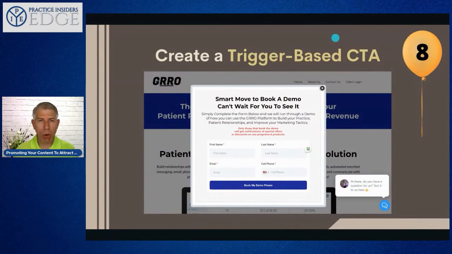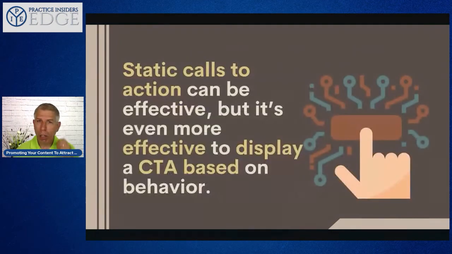Number 8 is what we call creating a trigger-based call to action. So if you go to one of our sites, grow.co, you can scroll down the page, and all of a sudden as you go to scroll off, you're going to get this trigger pop. What that means is it's an exit pop. So on your website, and or if you have landing pages, which means you might have some offers out there, what you can do is create an exit pop. When somebody goes to leave, it's a great way to do that.